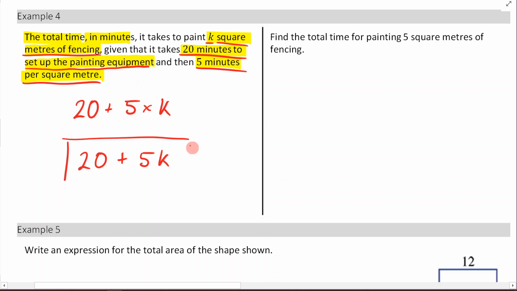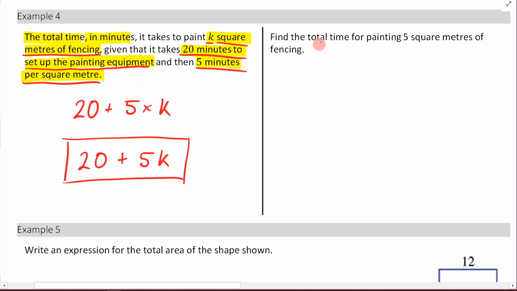And as you can see, this follows the same logic as our above example, in which we have a fixed time of 20 minutes just to set up. And then it has the time, like 5 times how long you're doing. So kind of a per hour or per distance, or in this case, per square meter. 5 minutes per square meter. So you got those 2 sections there.